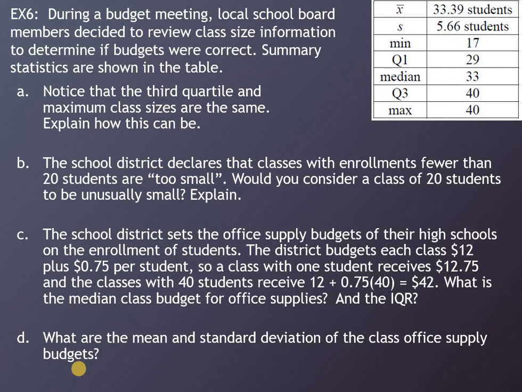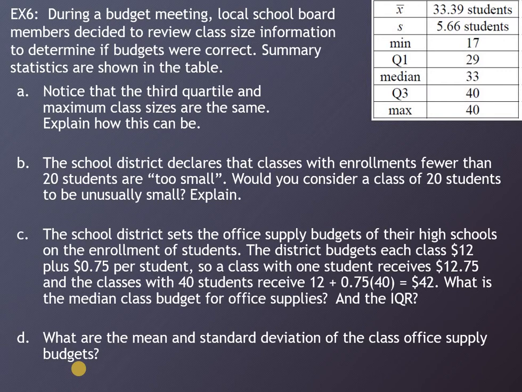Now, the first question says, notice that the third quartile and maximum sizes are the same. What's basically a quartile? What do they say? Right, it just means 25% of the data falls there. So if I'm talking about the third quartile to the max, what percent of the data is between them? 25. So that just means 25% of my classes had 40 students in them, at least. That's all that means. Does that make sense?